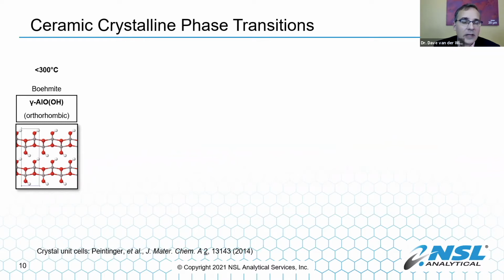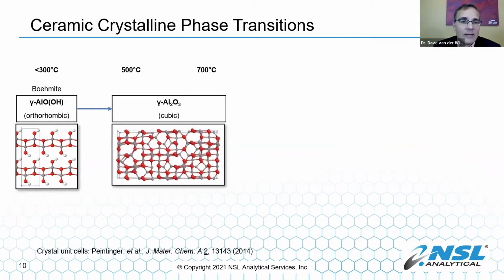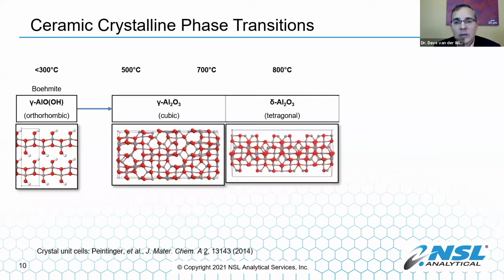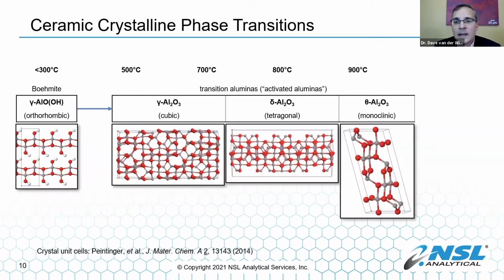And it exists actually in a crystalline form. And it's actually orthorhombic up to about 300 degrees Celsius. Then as you start to heat that material, it becomes amorphous above that 300 degree Celsius threshold. And then once you get to about 500 degrees Celsius, it starts to crystallize again. First, you form a gamma phase, which is cubic. Then at higher temperatures, you will form a delta phase, which is tetragonal. And then at even higher temperatures, up to about 900 C, you'll start to form the monoclinic theta phase.